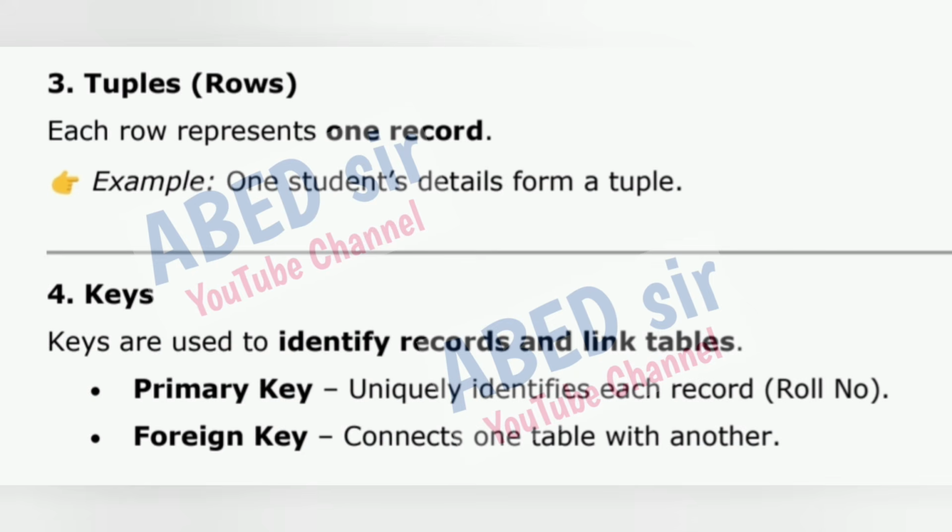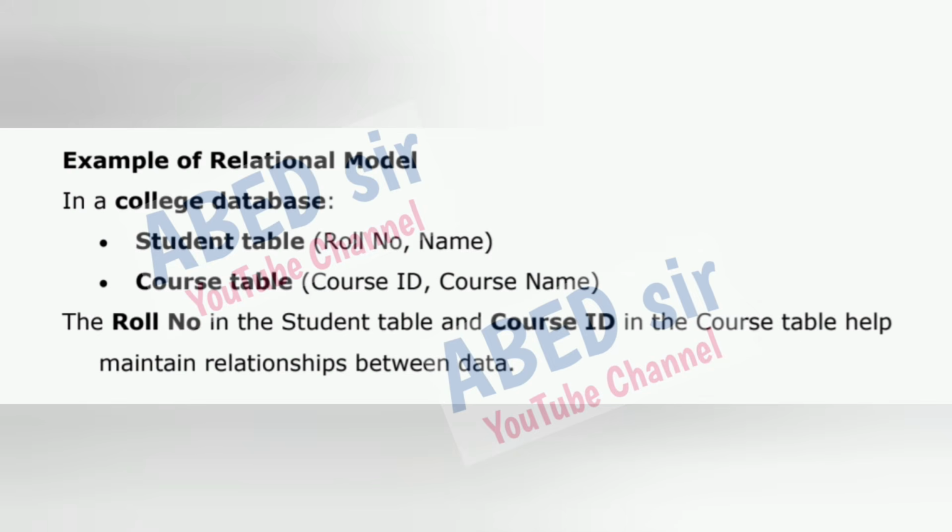4. Keys. Keys are used to identify records and link tables. Primary key uniquely identifies each record, for example roll no. Foreign key connects one table with another. Example of the relational model. In a college database: Student table, roll no, name. Course table, course ID, course name. The roll no in the student table and course ID in the course table help maintain relationships between data.